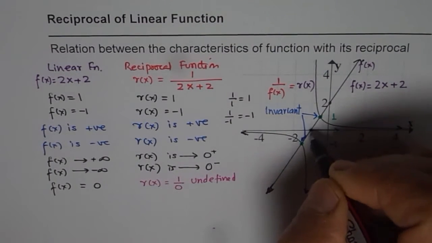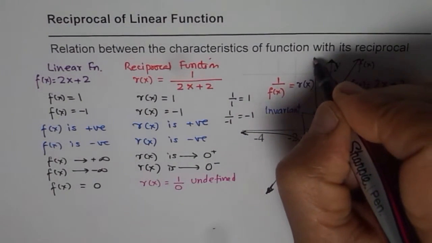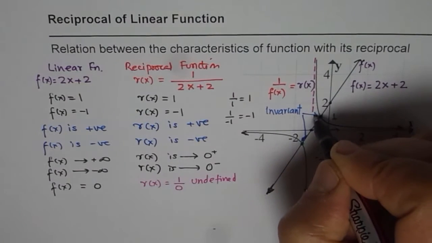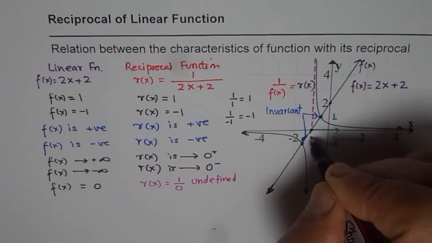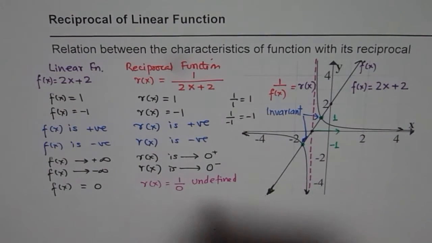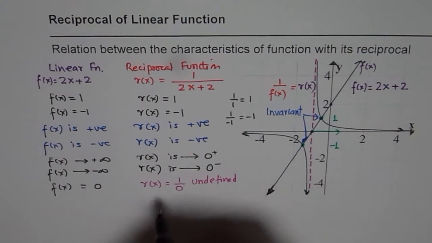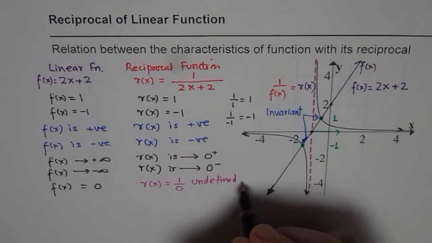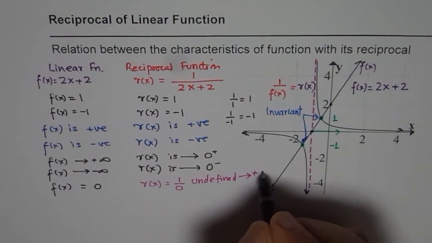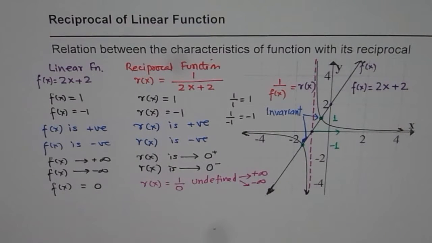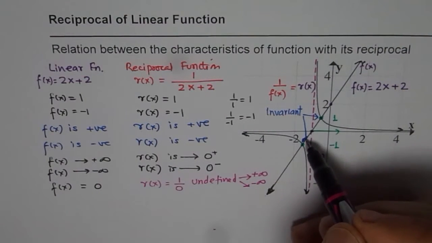Correct? So at this point we have a vertical asymptote. So I'm drawing it with a dotted line. The reciprocal function is not defined at this point. It is not in its domain, correct? Undefined. So we say that r of x is undefined, however its value is approaching either positive infinity or negative infinity, depending on which side of the curve you are, correct?